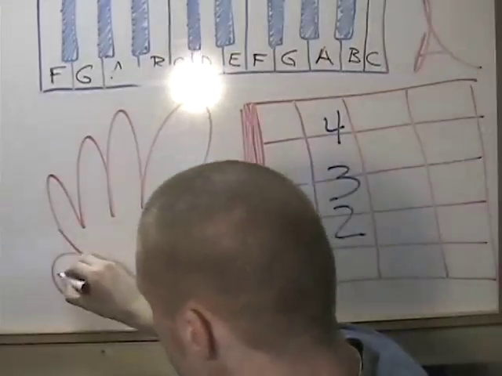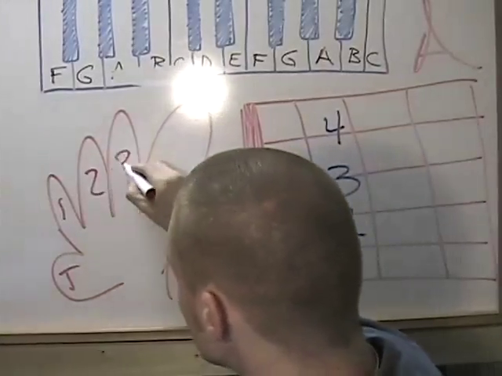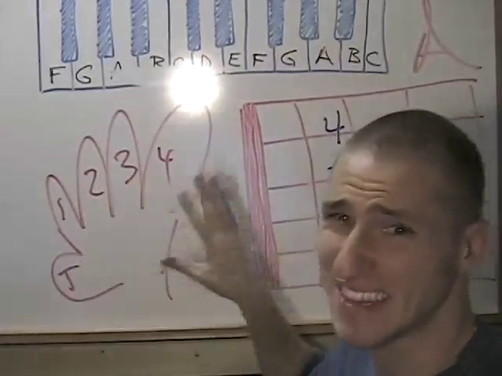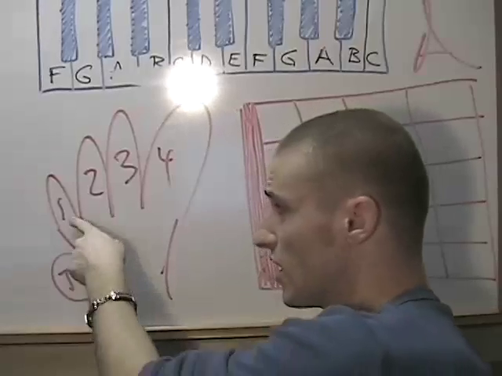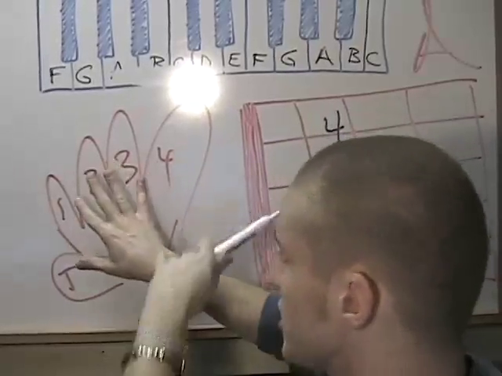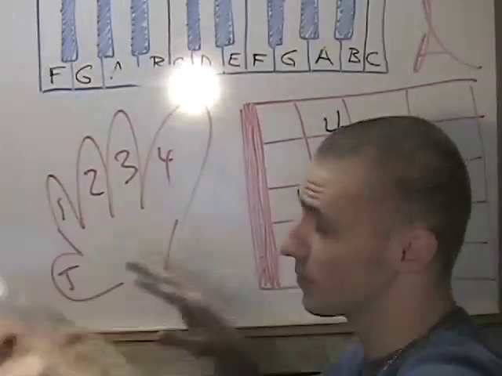Here's our hand. This is your thumb, 1, 2, 3, 4, and then here you have it. Your hand doesn't look like this, but if it did, this would be your thumb. This is your first finger, 2nd, 3rd, and 4th finger. 4th finger is always the pinky on the guitar. On the piano, it's different.